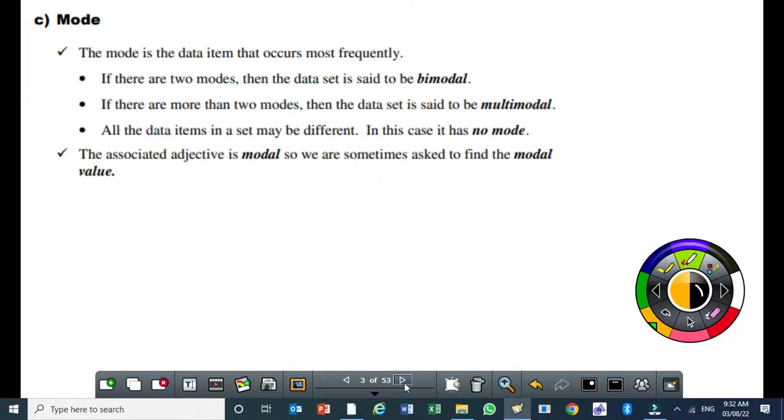And then the mode. Your mode now is the value which appears most often.